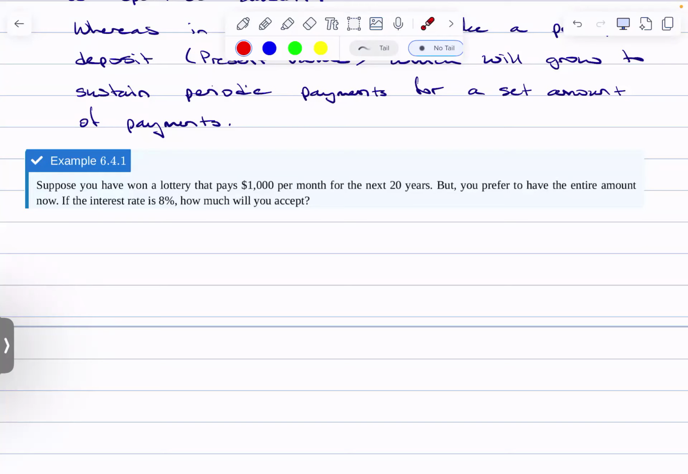So this particular lottery pays $1,000 per month for the next 20 years. But you prefer to have the entire amount now, right? You want this theoretical $1,000 per month for the next 20 years. That's worth something today, right?